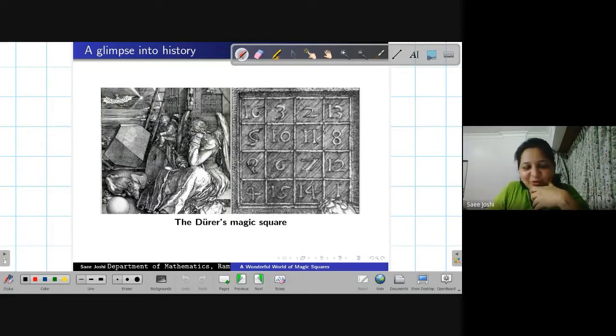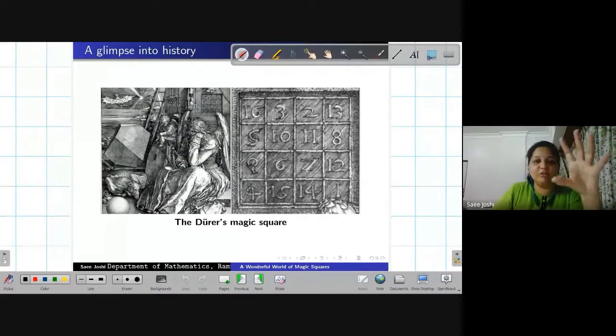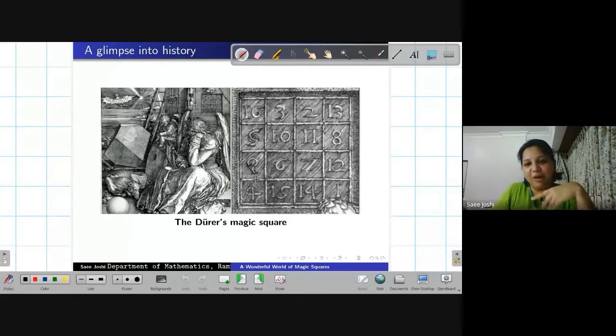And one of the qualities of this particular engraving is, if you look at the bottommost row, you can see the year in which this particular engraving was made, which was 1514. Right, so that was really smart of Dürer to incorporate all the properties of a magic square along with some additional properties and the year of his engraving in the bottommost row.